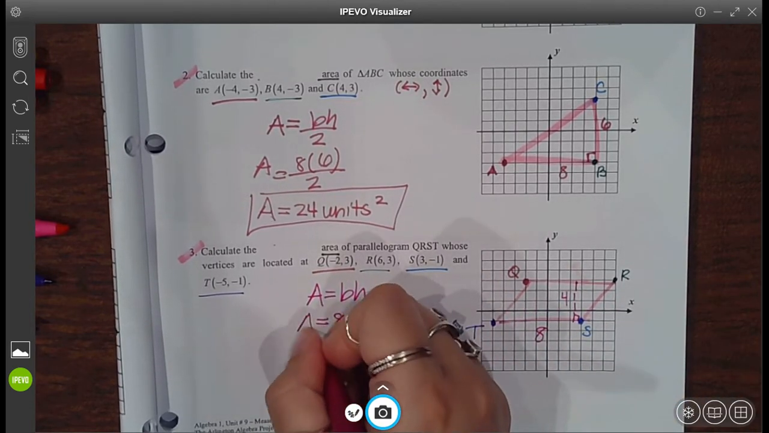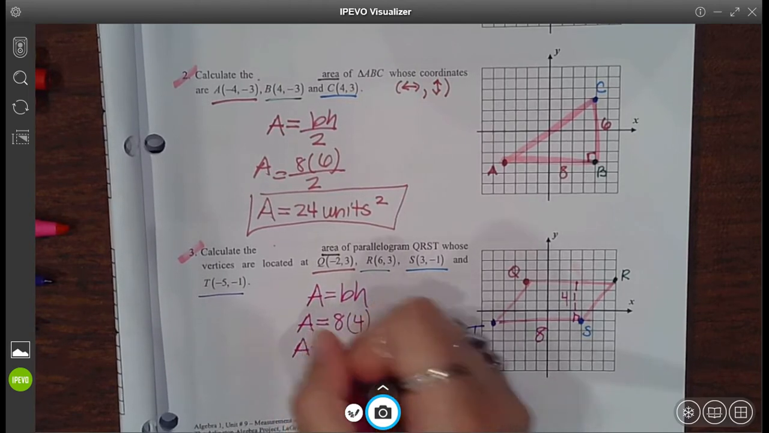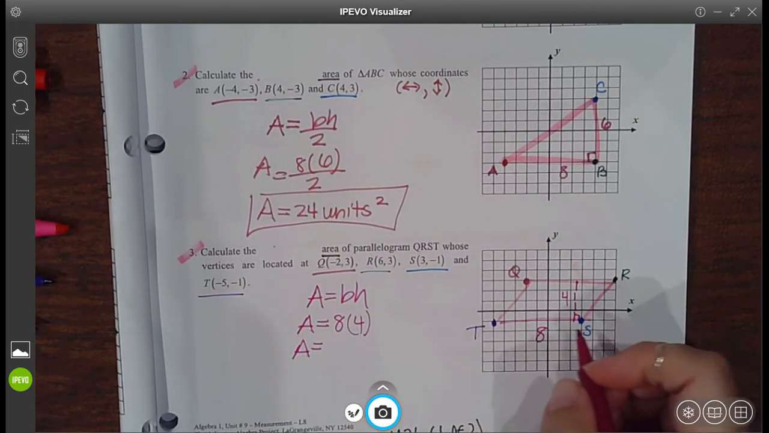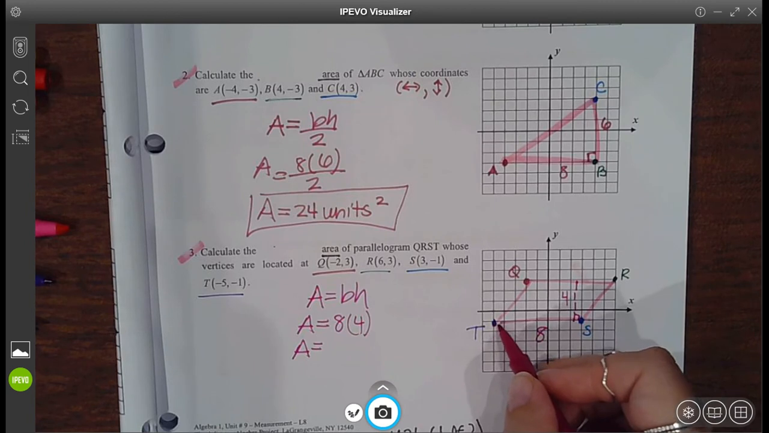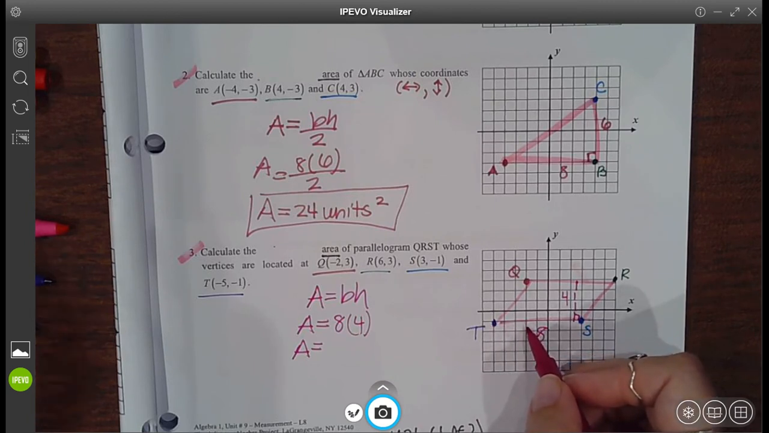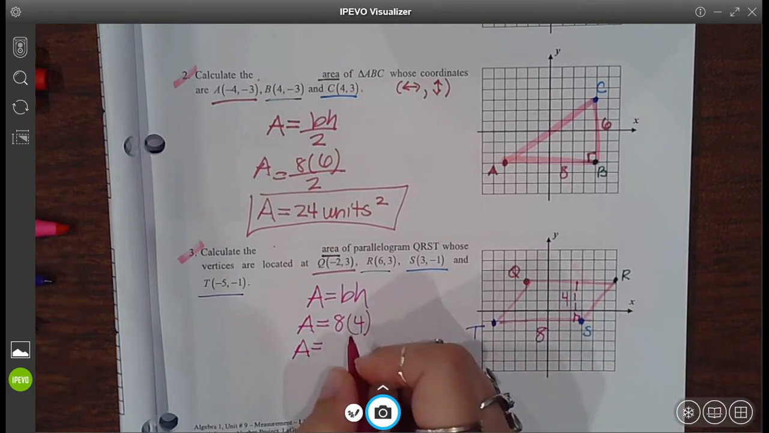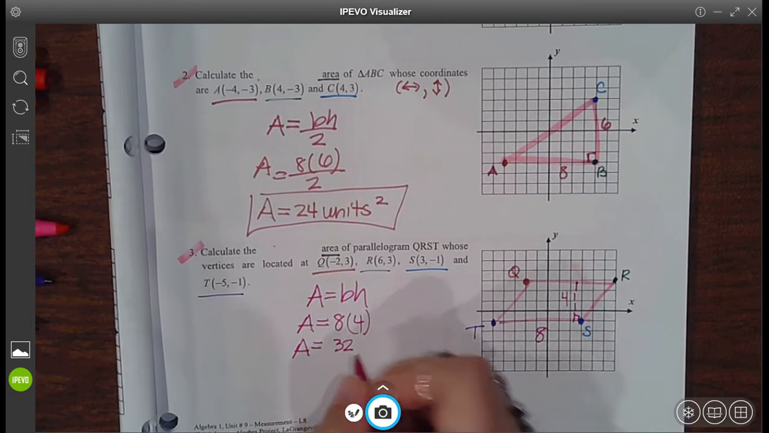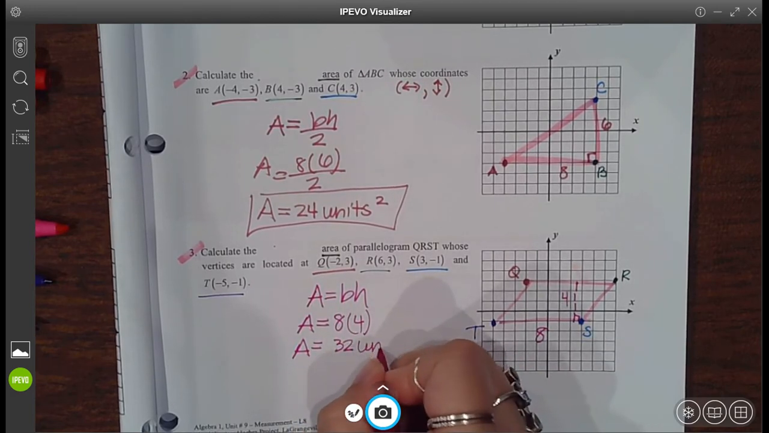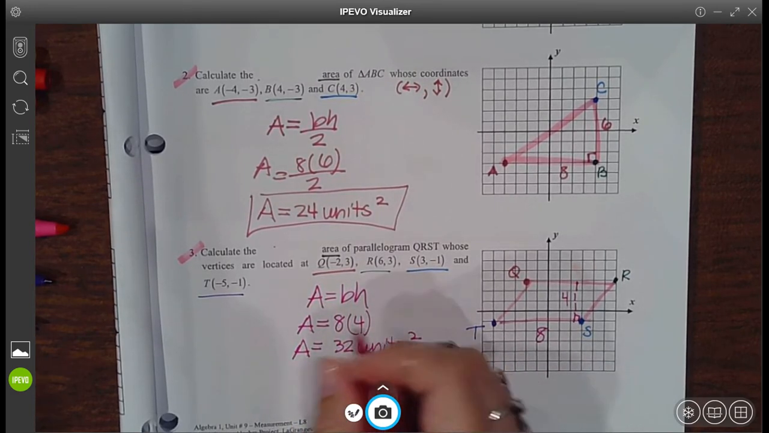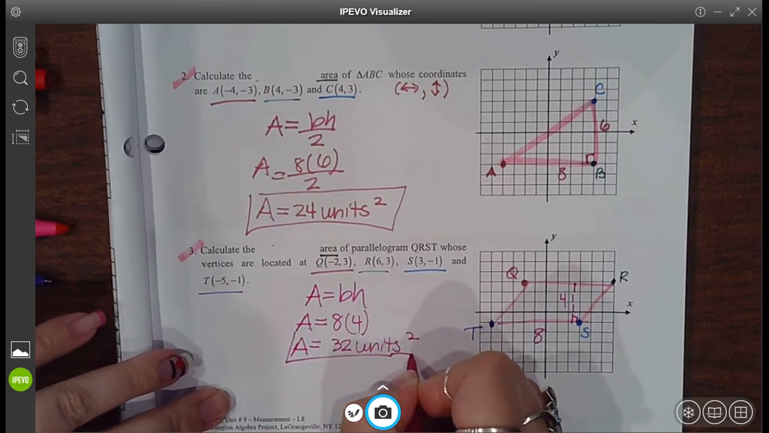If you've been messing up when you count, and you're always one number off from me, remember that when you count, you don't actually start counting until you physically move. Okay. 8 times 4 is 32. And they didn't tell me the units, so I'm just going to use the word units, and it's area, so it's units squared.